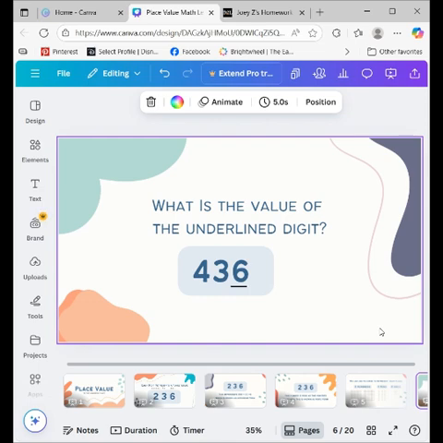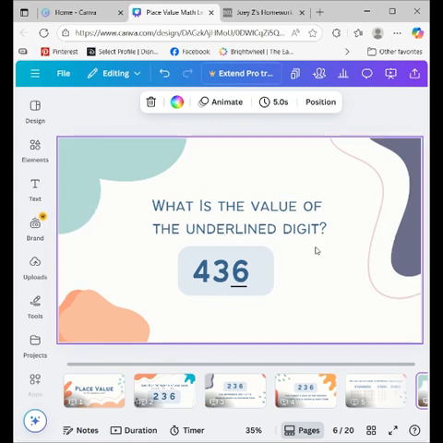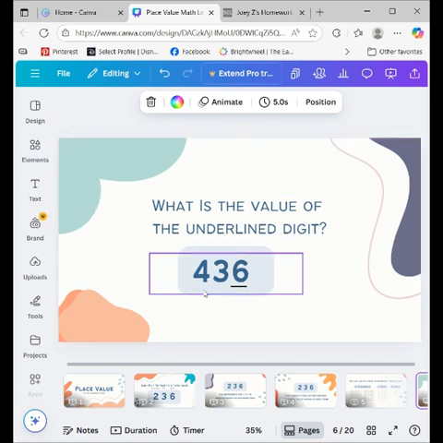So now we're going to go over a couple on your worksheets that I sent home, and we're going to go over a couple that you got correct first so you can understand it better when we get to the more difficult ones. So this says, what is the value of the underlined digit? And this number is read as 436. And 6 is the underlined digit.